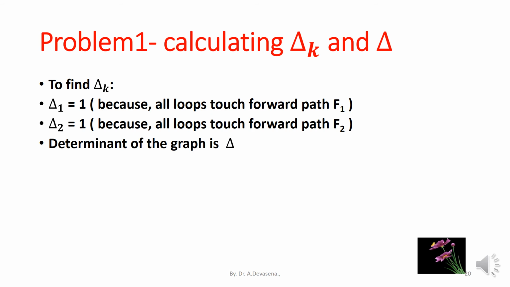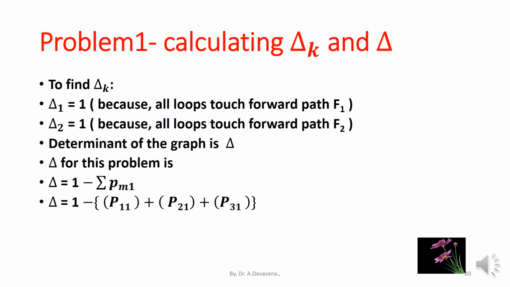Now, we have to determine the determinant of the graph, delta. Delta for this problem is 1 minus sum of P suffix m1, because in this problem we have the individual loops only. We do not have two non-touching loops and three non-touching loops. Therefore, we can calculate the value of delta as 1 minus sum of P suffix m1 itself.